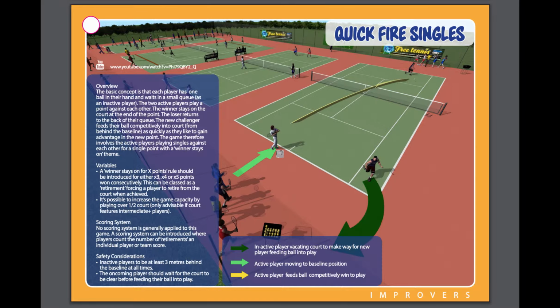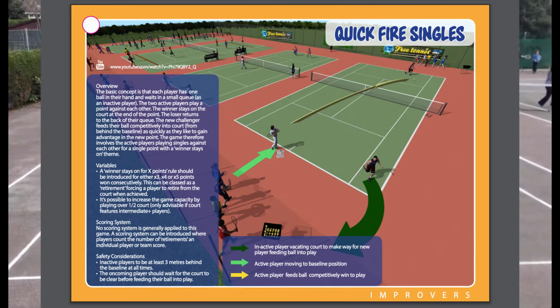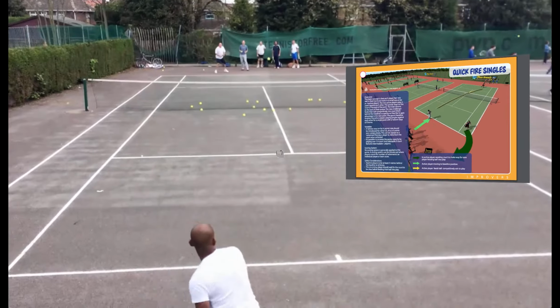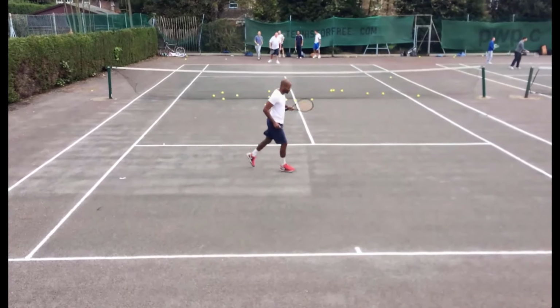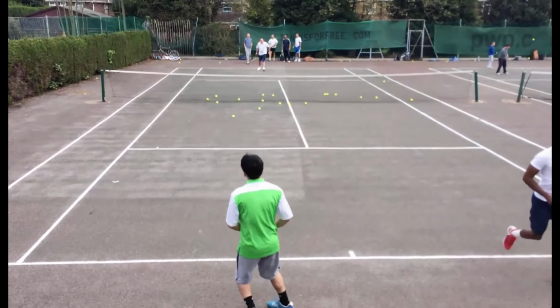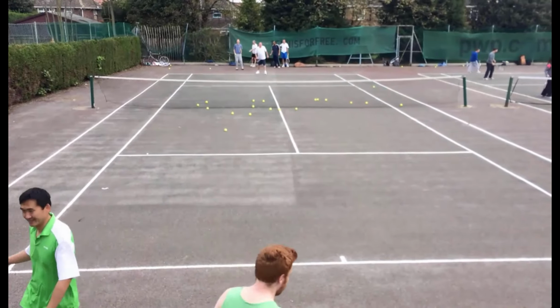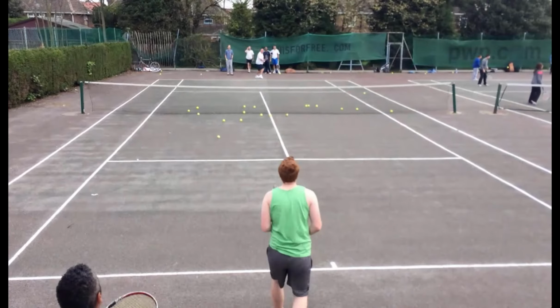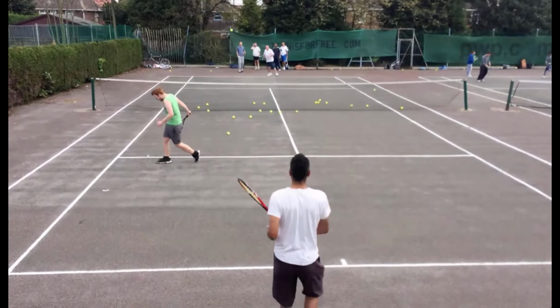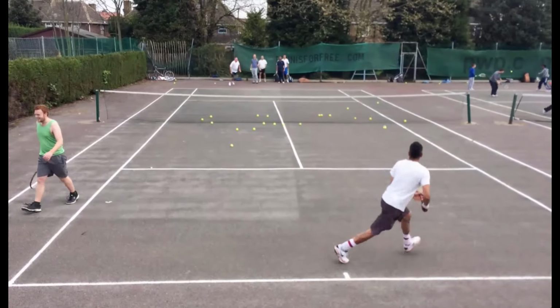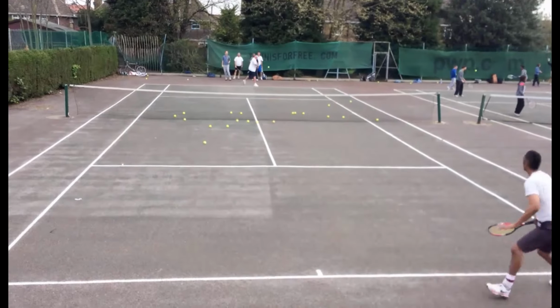Let's now take a look at the gold card games in more detail. Here we have quick-fire singles. Quick-fire singles is all about a winner stays on single point. Whoever loses the point vacates the court quickly and the next person in feeds their ball in as quick as they can, trying to gain an advantage in the next point. As you can see here, person comes off, next person feeds in straight away, really quickly.